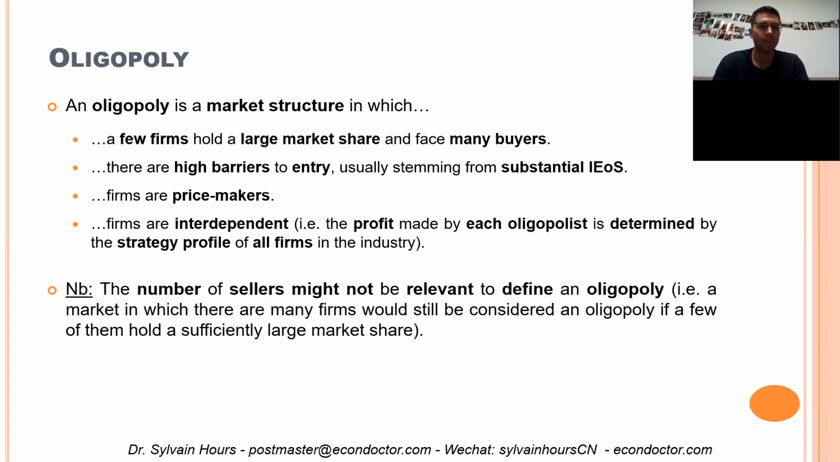And I think that's it. Yes, these are the four main characteristics. So when your students define an oligopoly in an essay, you need to make sure that they don't forget anything, that they include all these characteristics.